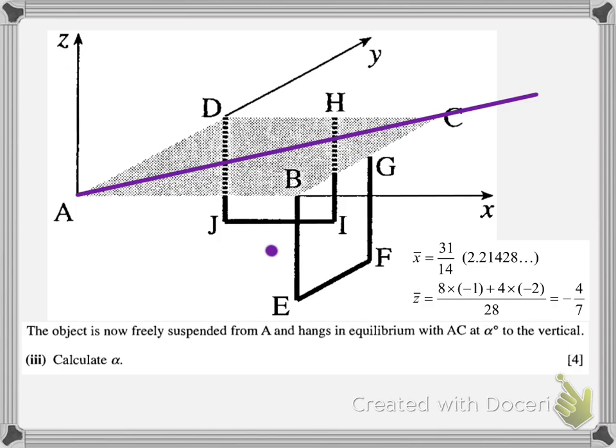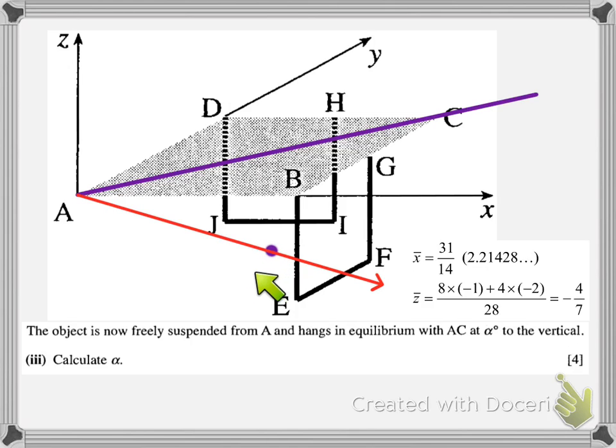In this particular question, we're going to suspend the object from A, and we want the angle between AC and the vertical, which is going to go through A and through the centre of mass, and the angle we'll want will be the one in between. So if we suspend the object from A, we'll get our vertical line going through A and through the centre of mass. So just like before, we want to create a right angle triangle.